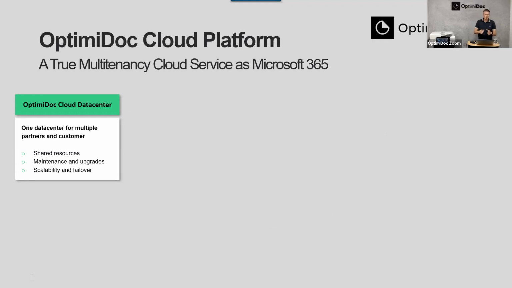What I want to mention is that the OptimiDoc Cloud Platform is a true multi-tenant solution similar to the Google Workspace or the Microsoft 365. So we are managing the data centers in the different locations. Right now we have 3 basic locations in the US, European Union, and Australia. And we are taking care of the management of the resources, maintenance, upgrades, and also we are taking care of the scalability and the failover of the product.